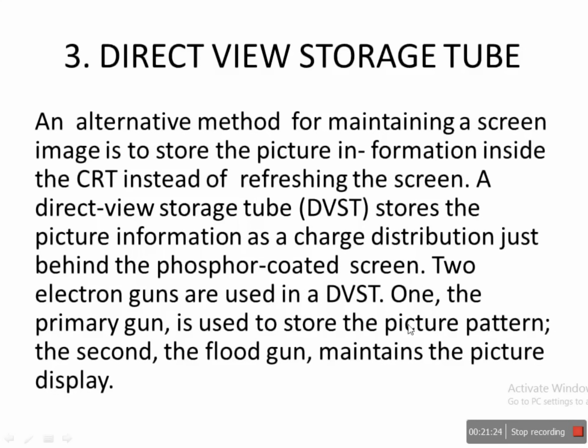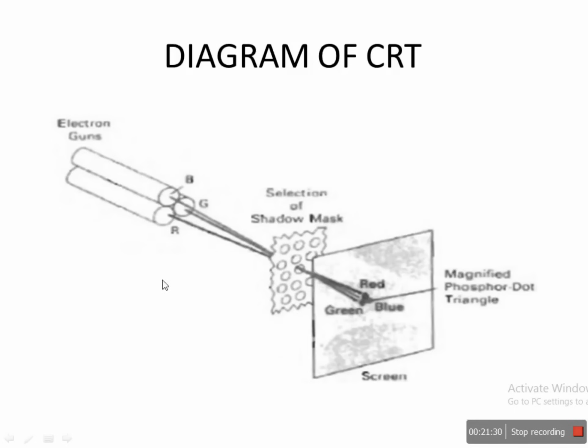One is the primary gun that is used to store the picture pattern, and the second one is the flood gun, which maintains the picture display. So basically it is somewhat like this only, but what happens is the whole picture definition is stored directly behind the screen. One electron gun is used to store the definition, and one electron gun is used to keep continuously passing the electron rays, so that we can maintain the picture on the screen.